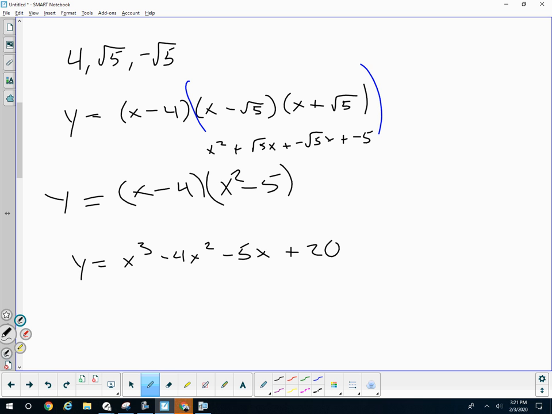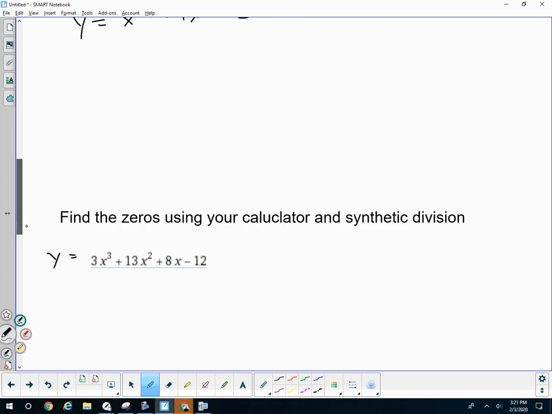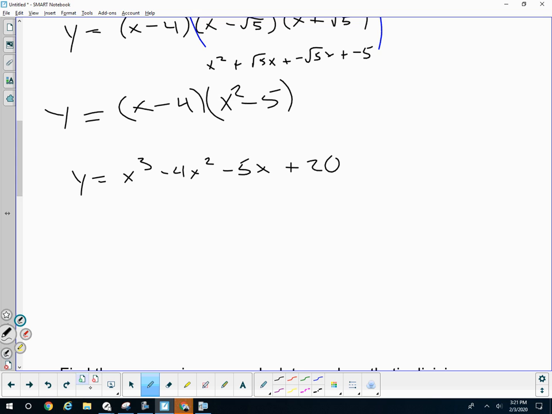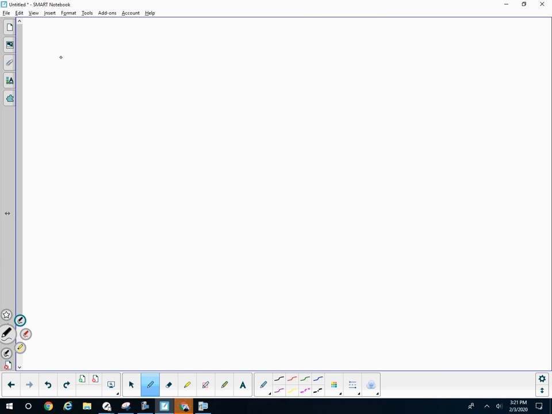Would we like to do another one, just like that? Yes? No? Yes. Here we go. Here are the roots. X equals negative 2, root 3, negative root 3. But negative 2's got a multiplicity of 2.